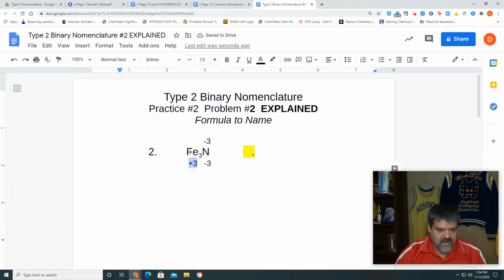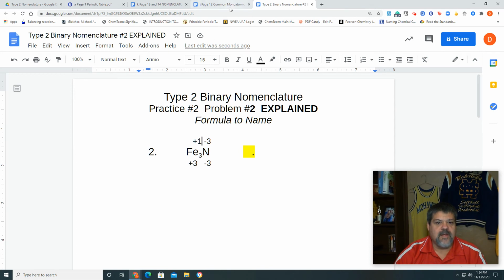So what's the charge of the iron? Well, if I have 3 iron, my overall charge is +3. I'm going to take my +3 divided by the number of irons I have, which is 3, which means my charge for iron is going to be +1. That would be my Roman numeral, as long as iron is a type 2.